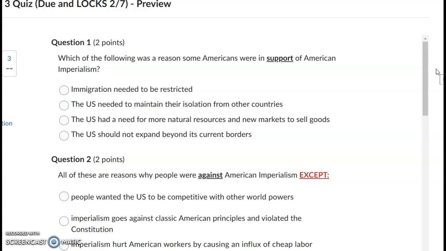Immigration needed to be restricted. The U.S. needed to maintain their isolation from other countries. The U.S. had a need for more natural resources and new markets to sell goods. The U.S. should not expand beyond its current borders.